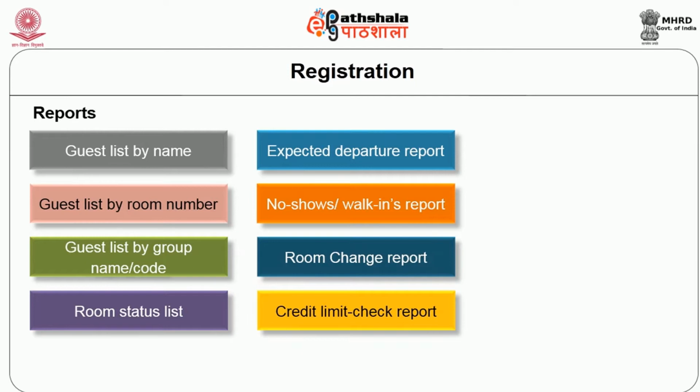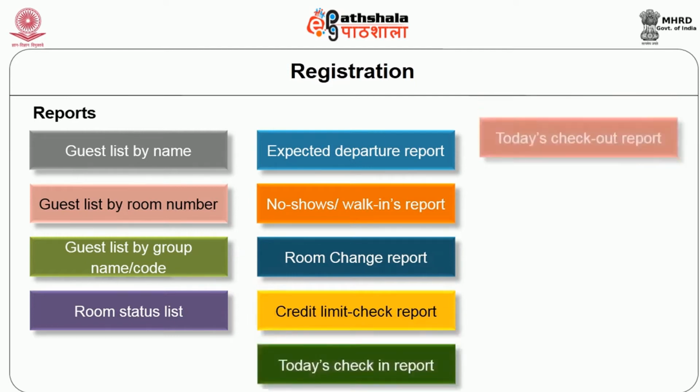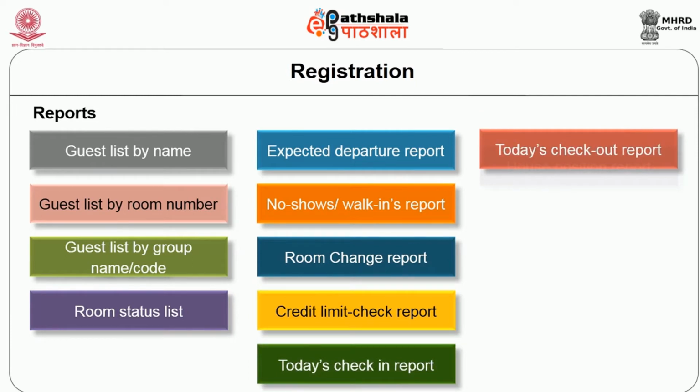Next is the credit limit check report. As you all know about credit cards, a credit limit is given by a bank or any other institution to a particular debtor for a particular period of credit line. So that is the credit limit. We have to keep a check on the credit limit so that it should not be exceeded, otherwise it will be a loss for the hotel's revenue. So we have to keep an eye on the credit limit check report.